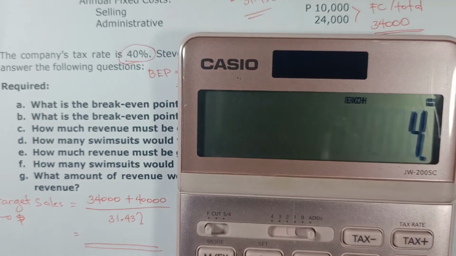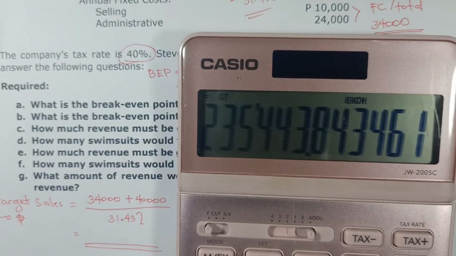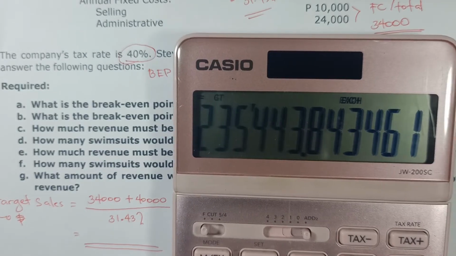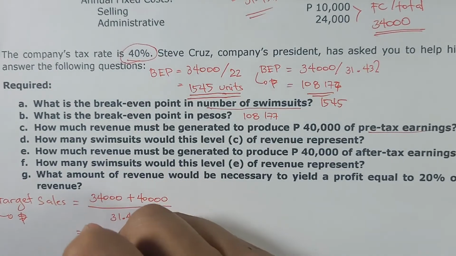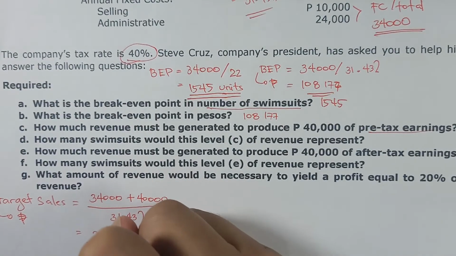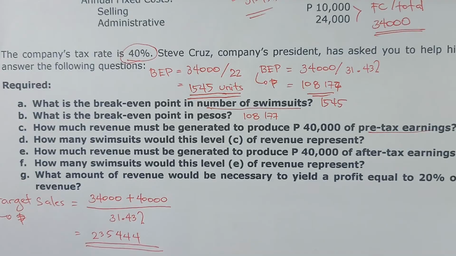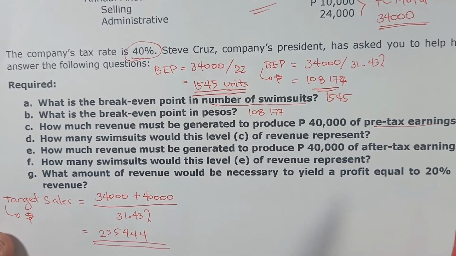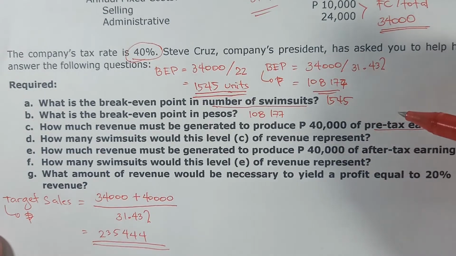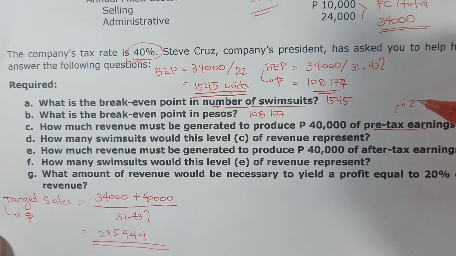34,000 plus 40,000 divided by 0.3143, or this is equal to 235,444. Again, this is equal to 235,444. Ano ba? So, final answer, requirement letter Charlie is equal to 235,444.